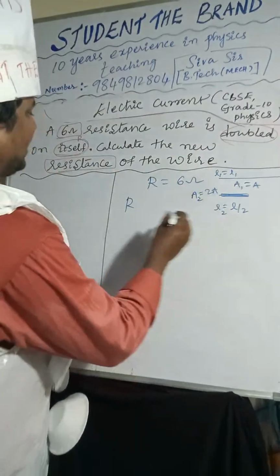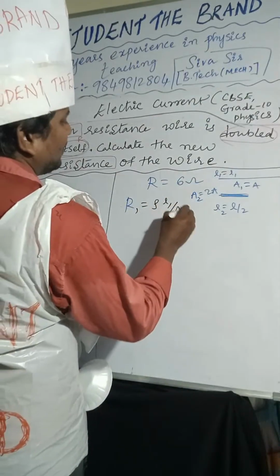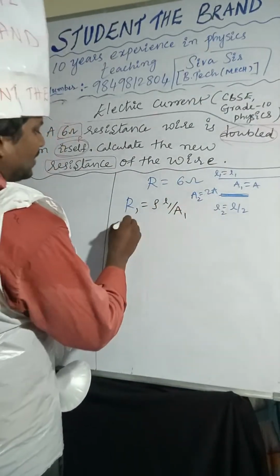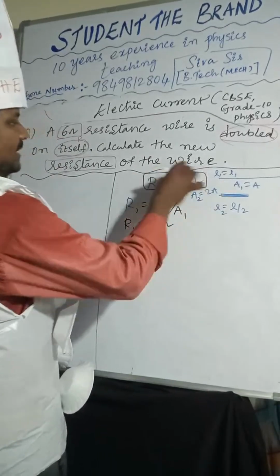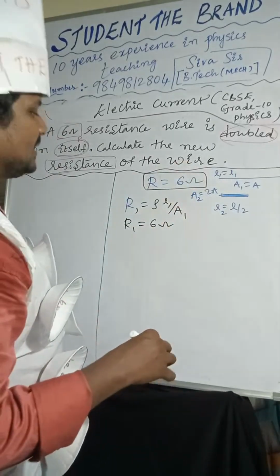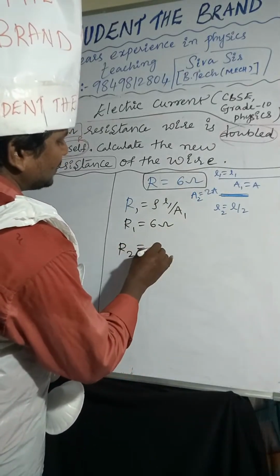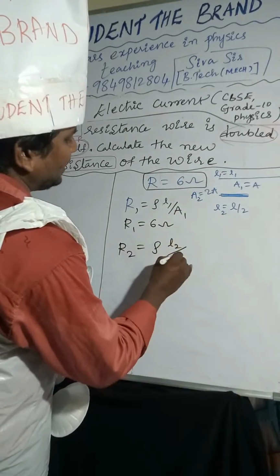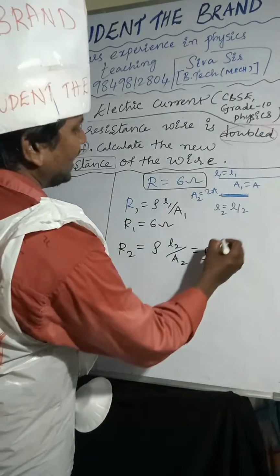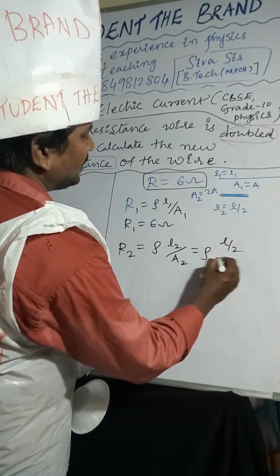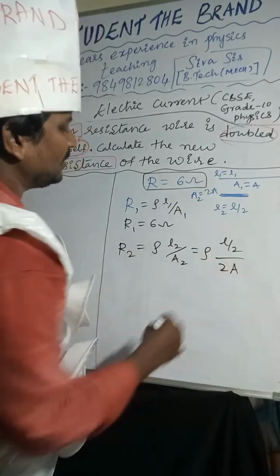Now I am taking R1 equal to rho into L1 by A1. The R1 value is already given: 6 ohm. Now R2 formula is rho into L2 by A2. L2 equal to L by 2 and A2 equal to 2A.